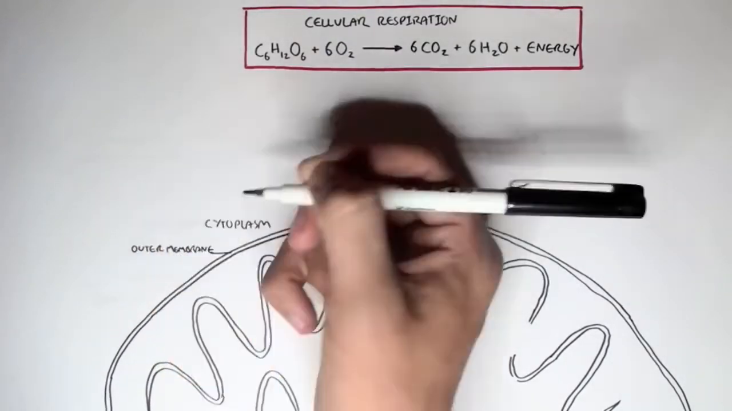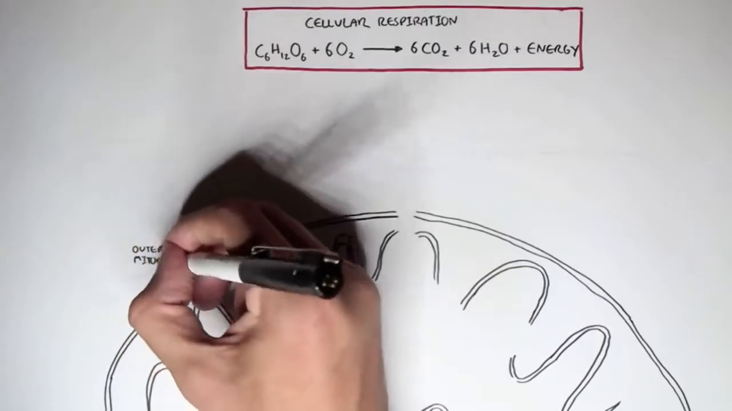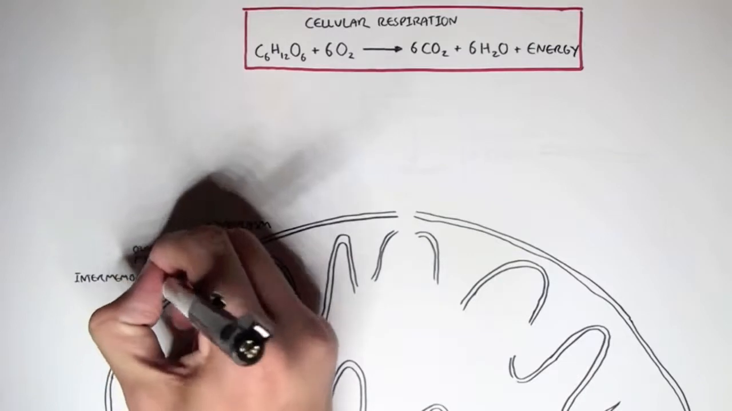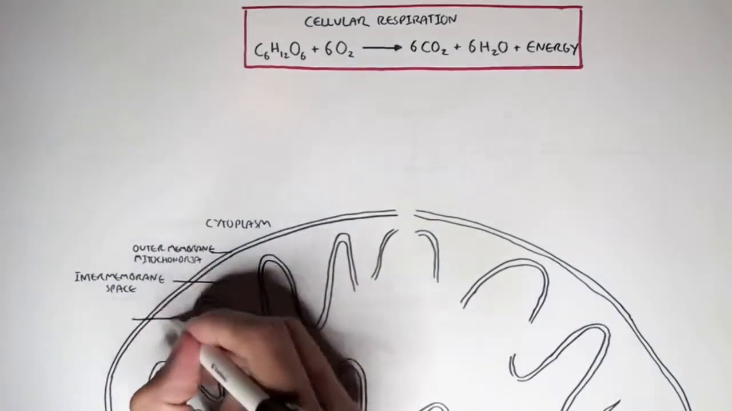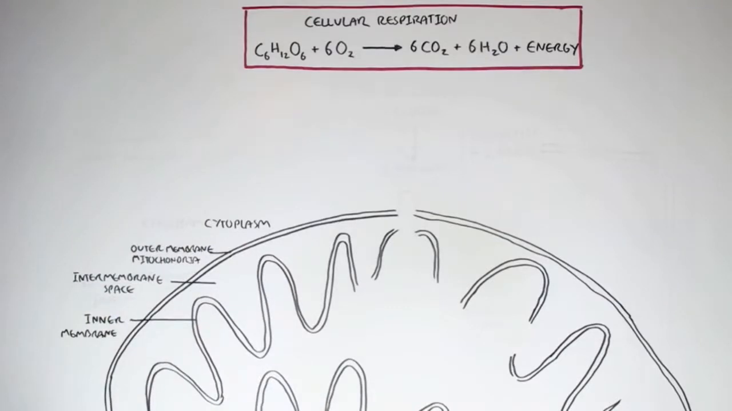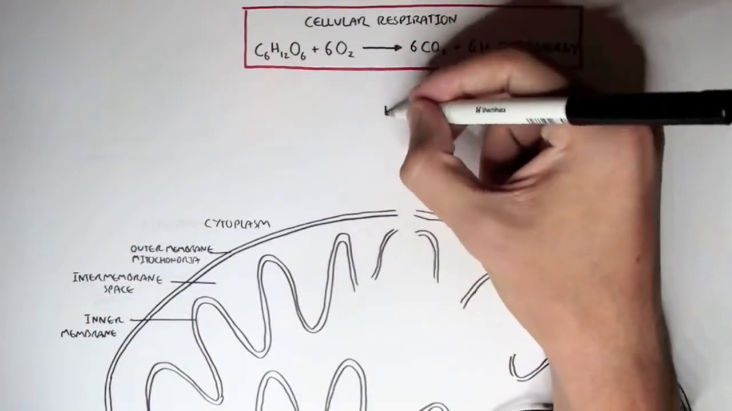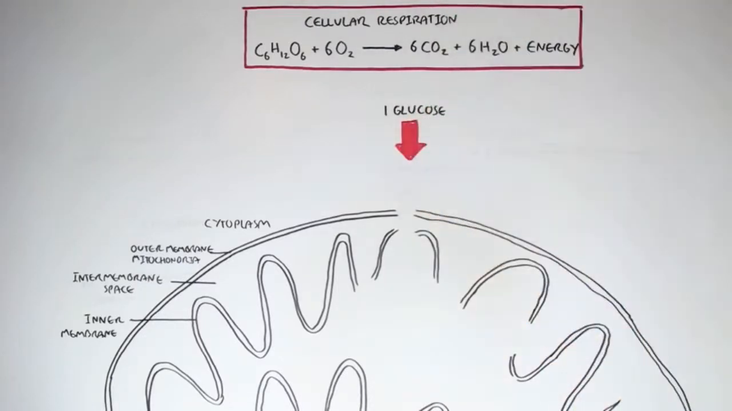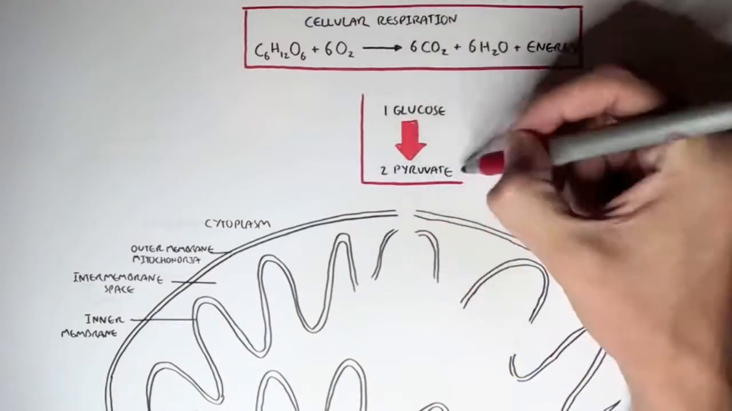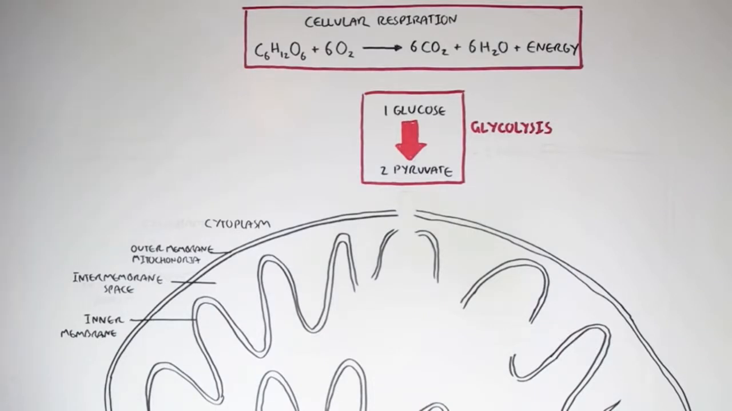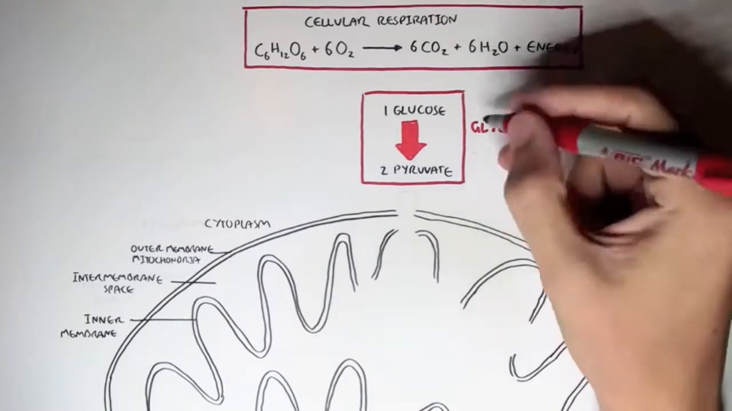The mitochondria has two membranes, the outer membrane and the inner membrane. And between these two membranes is the intermembrane space. The outer membrane of the mitochondria is much more permeable to small substances. So the process of cellular respiration begins with one glucose, let's just say. And this one glucose will essentially make two pyruvate molecules in a process known as glycolysis. The oxygen will come later on.